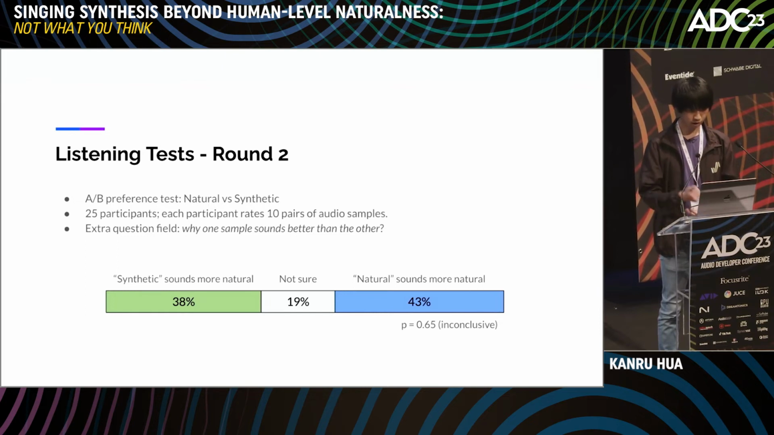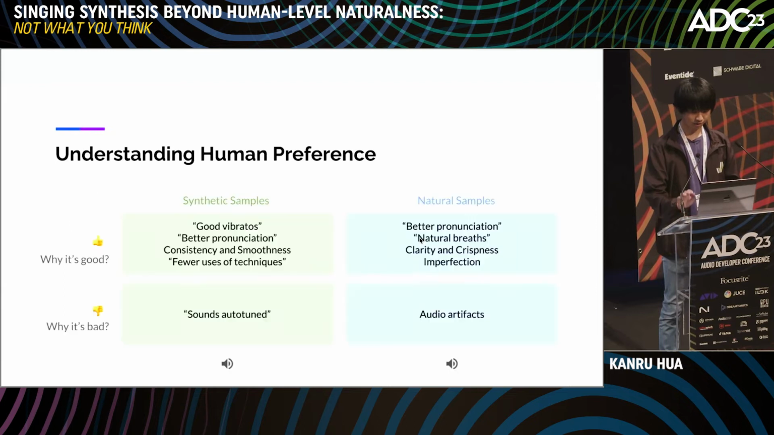First, the numerical results. This time, we don't have a very clear result on which system sounds more natural, probably because we don't have enough participants. There are only 25 compared to 100, or probably because people really start thinking more about why one sample sounds better than the other. But I think the more interesting one is the qualitative results.